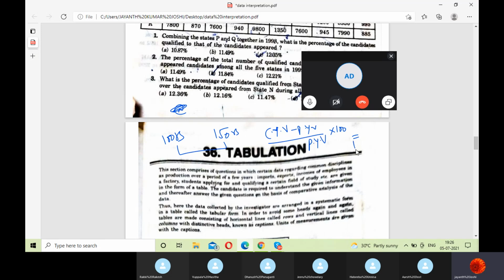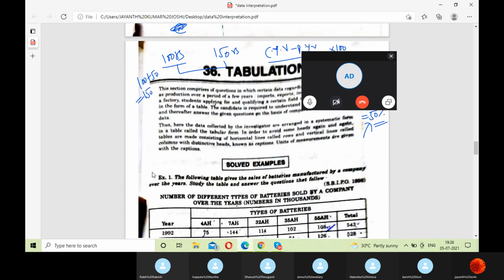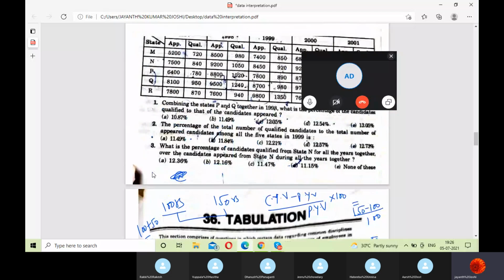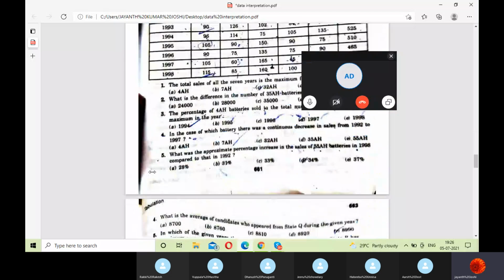So what will be the answer? 150 minus 100 by 100. So 50 by 100. So how much is the profit you got? You earned a profit of 50%. 50% of 100 is 50, so 100 plus 50 is 150. In this way, in this percentage chapter, you should also know about averages.